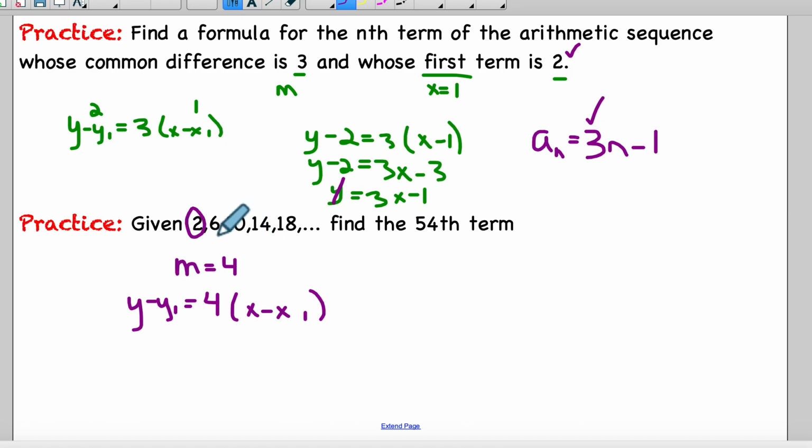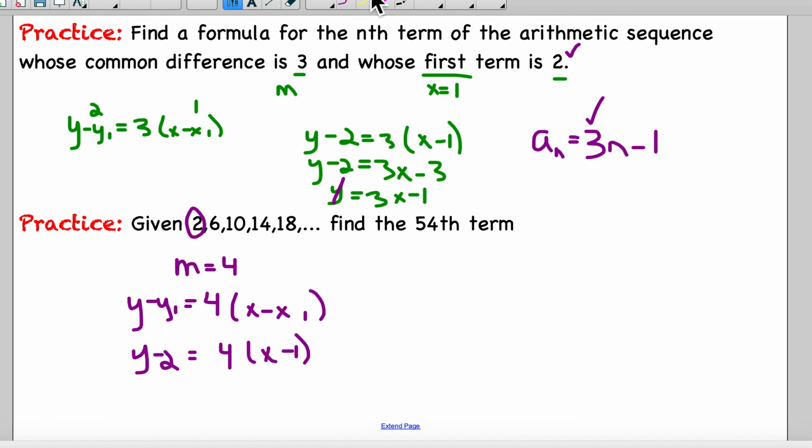I could say second term, 2 for x is equal to 6. I could say third term, 3 for x is equal to 10. But I'm just going to use the easiest one, which is first term. So it's going to be x minus 1, right? My first term, that's my x. And that value is equal to 2. So I'm going to say y minus 2 is equal to 4 times x minus 1.